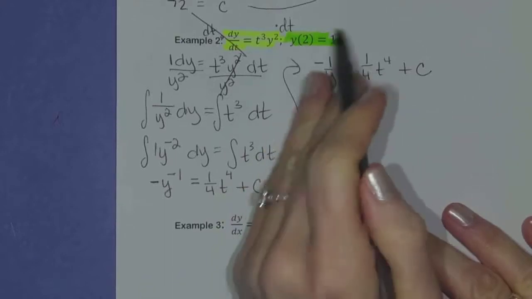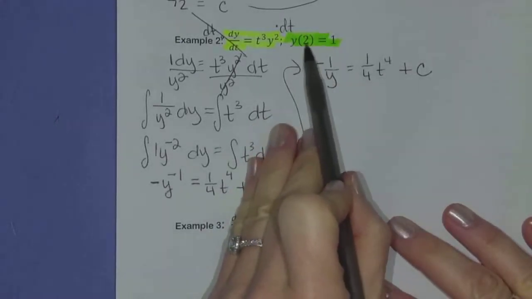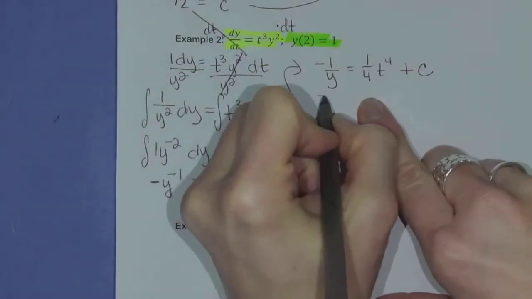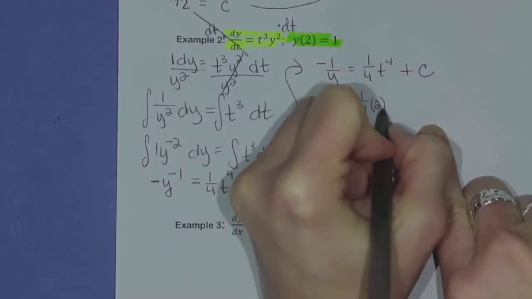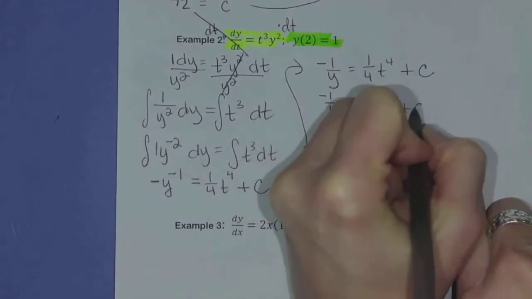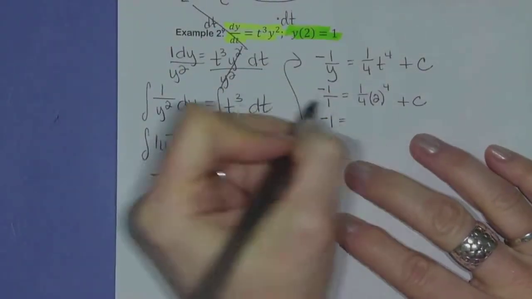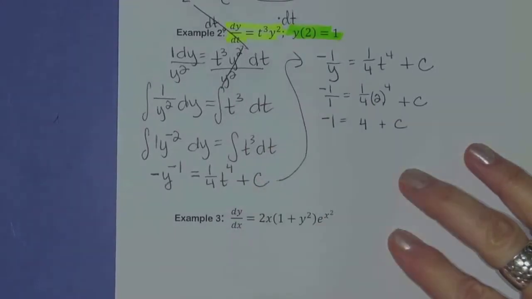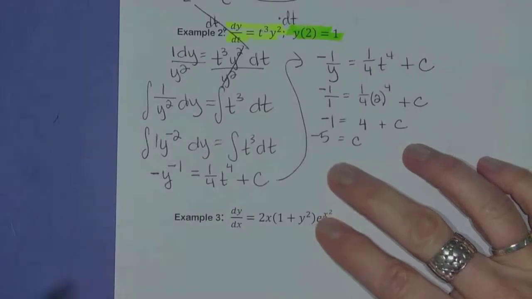So I'm going to use my green highlighting here. So I'm going to let the t be 2 and the y be 1. So negative 1 over 1 equals 1/4 times 2 to the fourth plus c. So this gives me negative 1 equals 4 plus c. And when I subtract my 4 over, I'm going to get that c is negative 5.